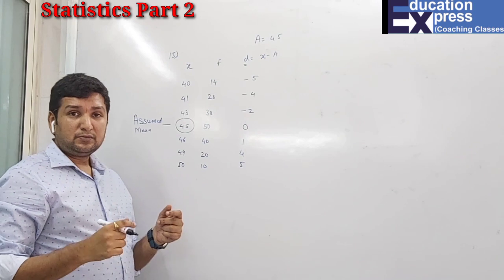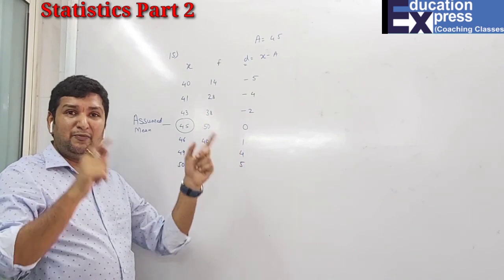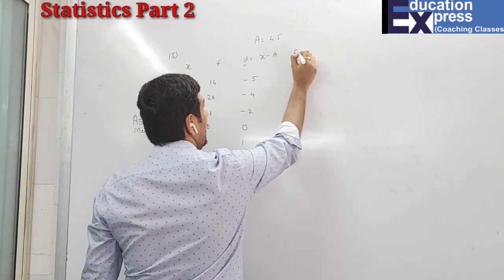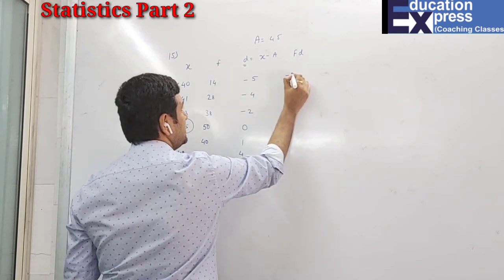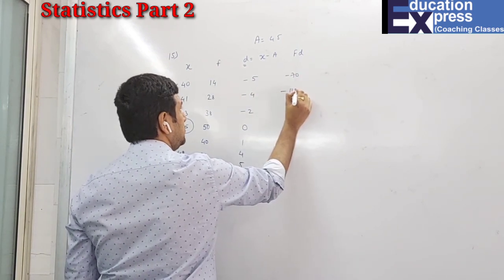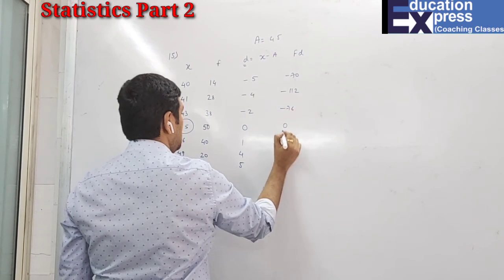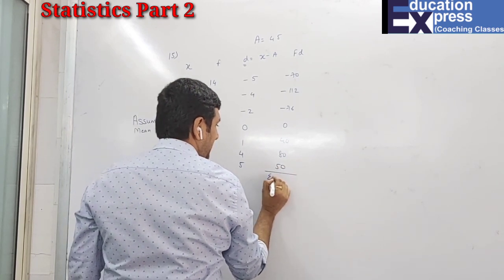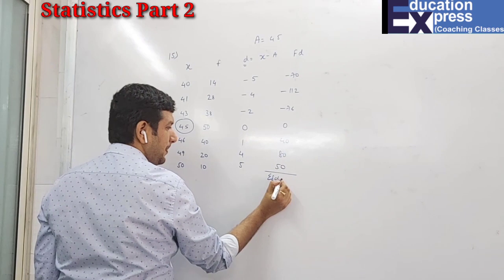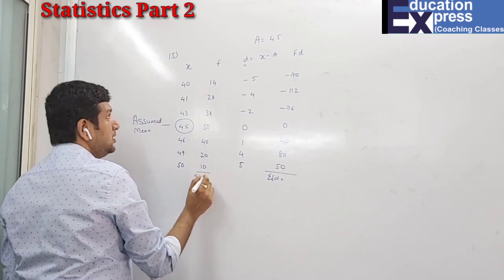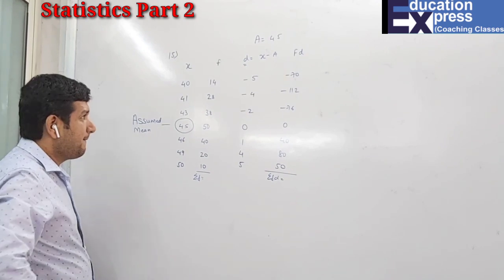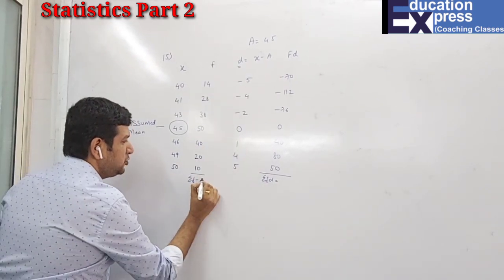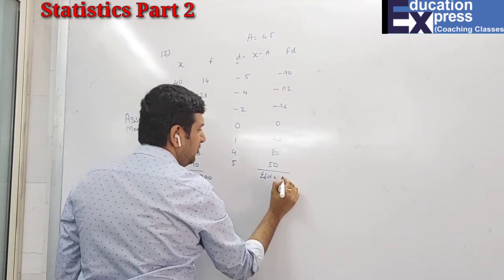In that case, the additional thing we found was t, and then we multiplied f into t. Here what additional thing have we found? d. So we multiply f into d. So fd. 14 into minus 5 is minus 70, minus 112, minus 76, 0, 40, 80, and 50. So again we find sigma fd and sigma f. Your sigma f is 200 after adding this, and sigma fd will be minus 88.